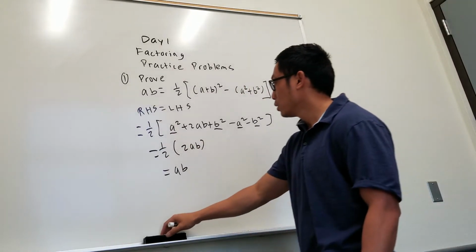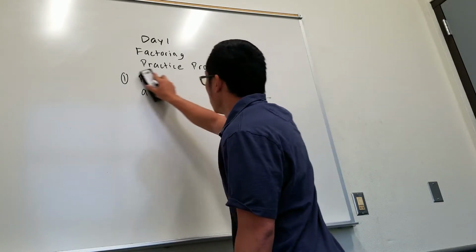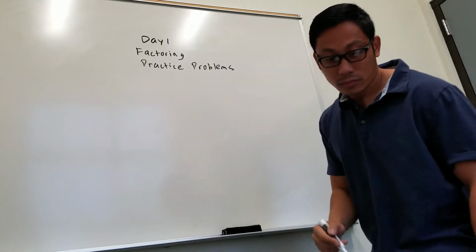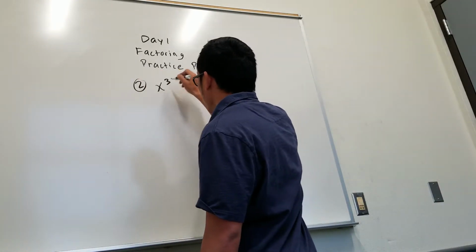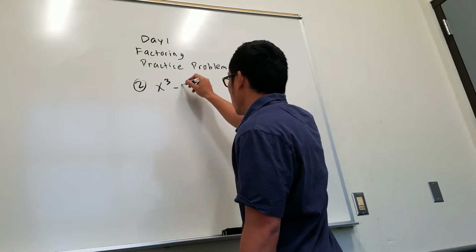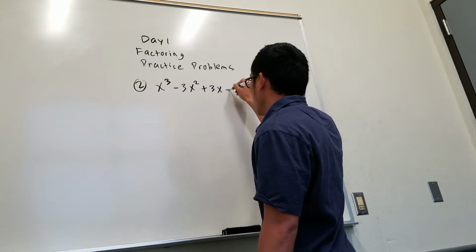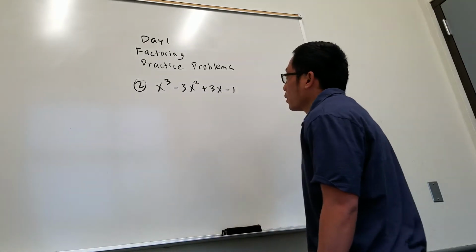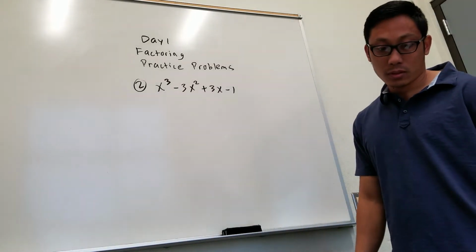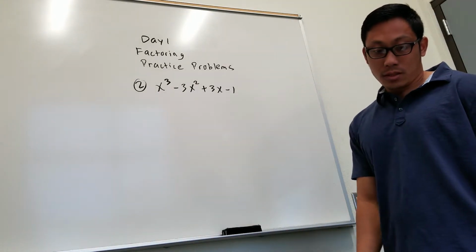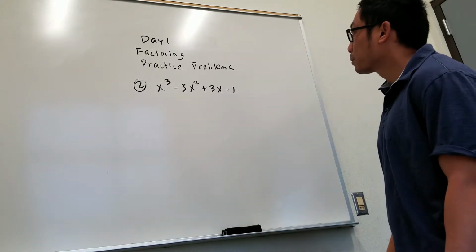Okay, next one. x cubed minus 3x squared plus 3x minus 1. Factor that one. If you're not sure how to factor this, go back to example 2. It should be very similar.